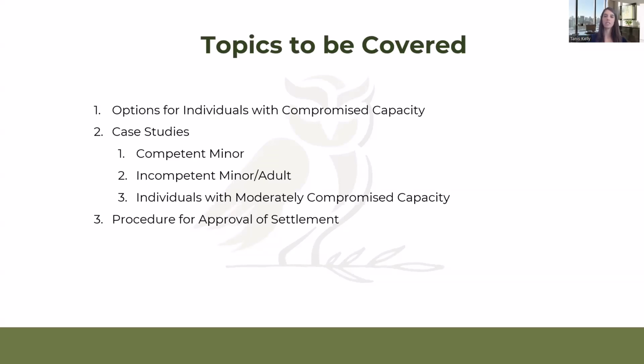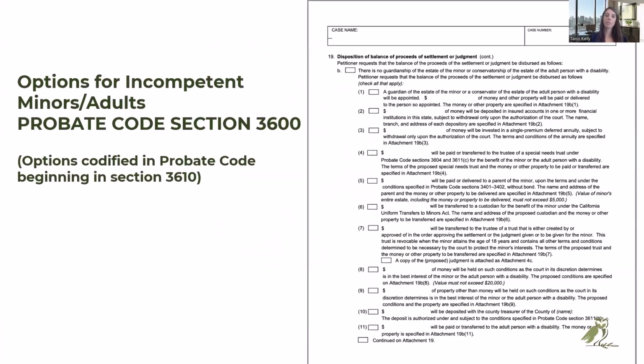And it puts us in an ethical position where we need to make sure that they are adequately protected, even though they don't rise to the level of court oversight and court mandated protection. And then we'll go over the procedure for getting a settlement approved when you have someone who doesn't have capacity or has compromised capacity. As Steve mentioned, these are in Probate Code 3600.